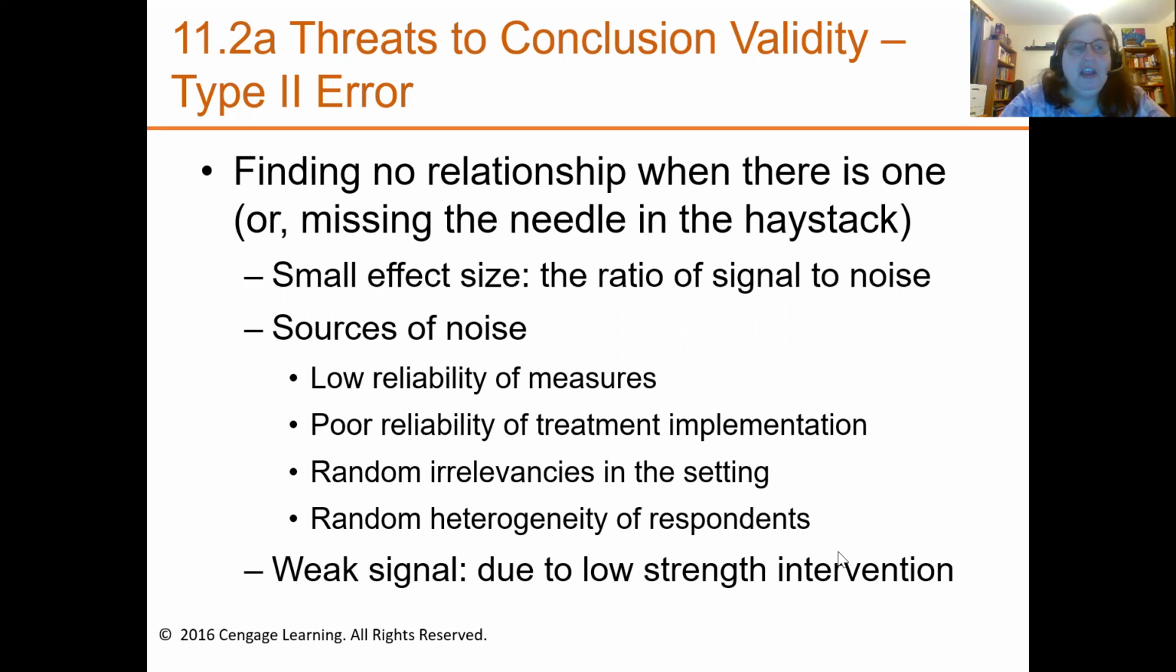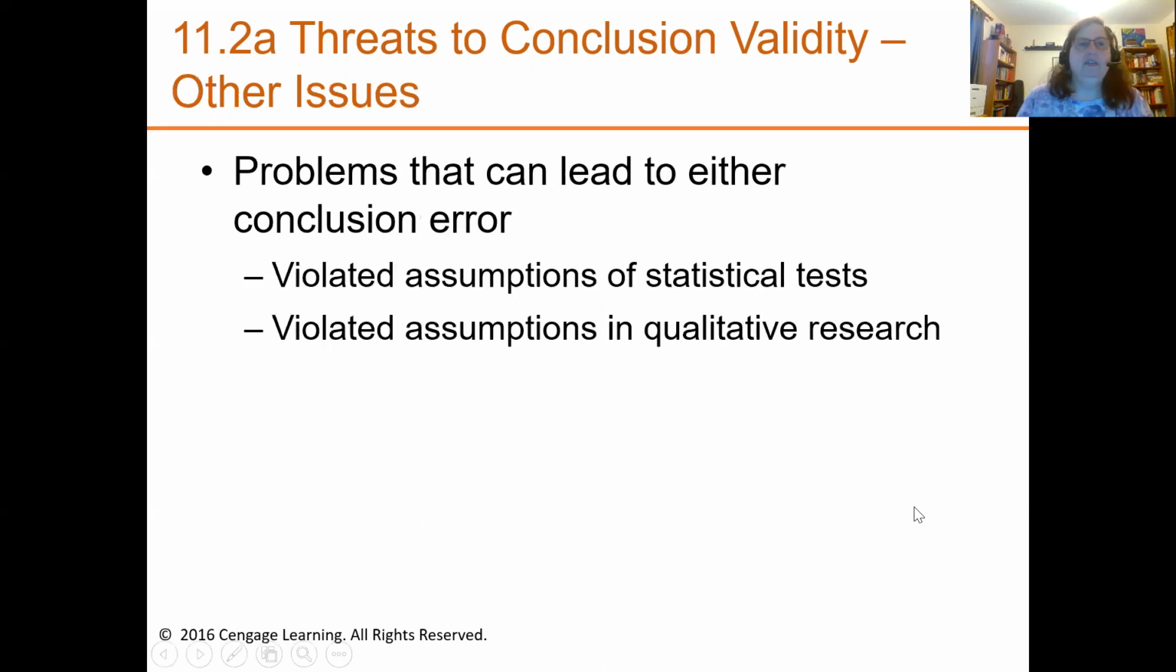You can also have a weak signal due to a low strength intervention. So think of the dose here. You want to make sure you're giving people a good dose of whatever treatment you're giving them. If it was, again, a treatment, let's say a cognitive behavioral therapy, well, you probably don't want to give them the therapy once for 20 minutes, right? That would be a low dose. You want to give them an appropriate dose for what you're trying to get at.